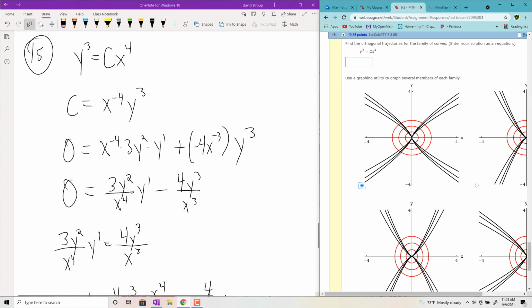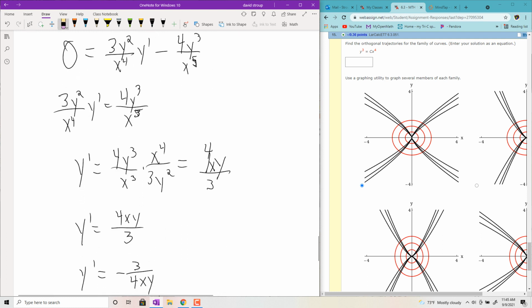Oh, I see the mistake. I integrated and I added one to the exponent here. You always subtract, right? So it should be negative 5. Negative 4 minus 1 is negative 5. And then this will be 5. And then this will be 5. Sorry, guys.